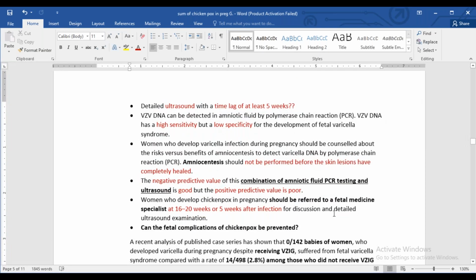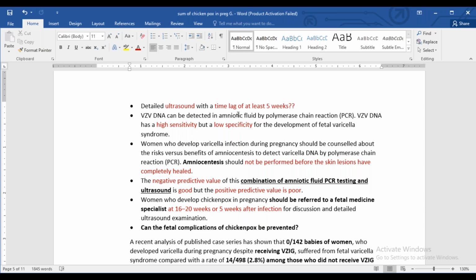So we have to follow them. They said that other than the ultrasound, you can detect fetal varicella virus DNA in the amniotic fluid by PCR. They stated that the PCR has high sensitivity. High sensitivity means it spots the true positive case, so if the test says it's positive, it's a true positive case. But it has low specificity.